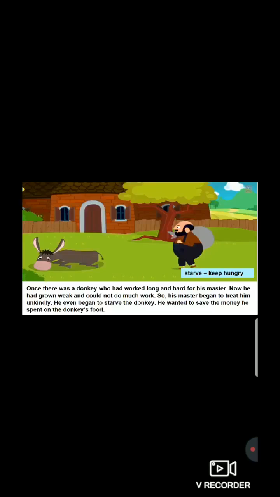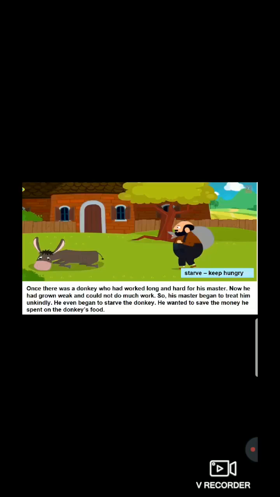So students, let's start with the very first part. Once there was a donkey who had worked long and hard for his master. Now he had grown weak and could not do much work. So his master began to treat him unkindly. He even began to starve the donkey. He wanted to save the money he spent on the donkey food.